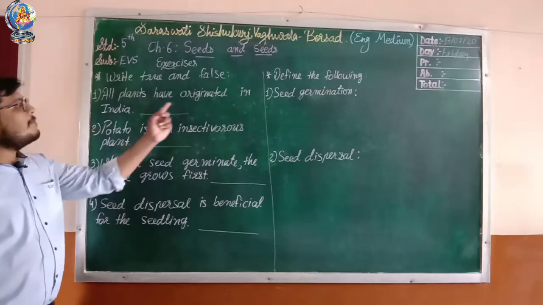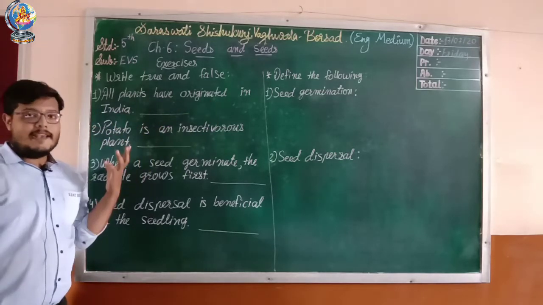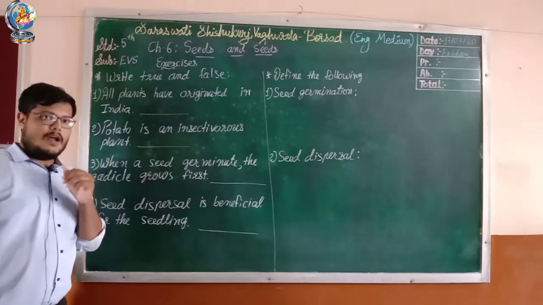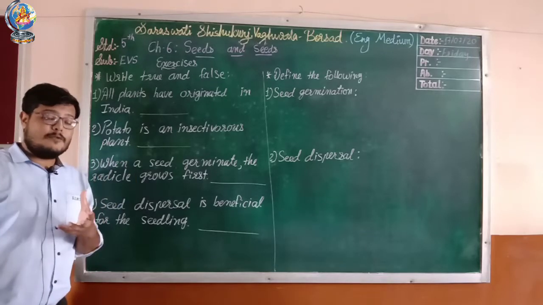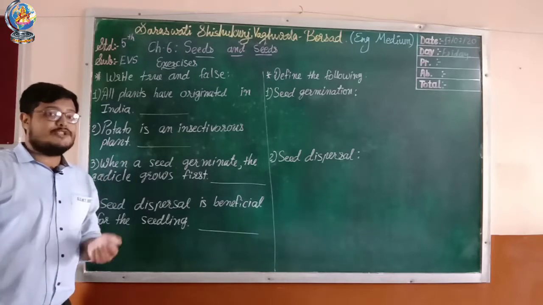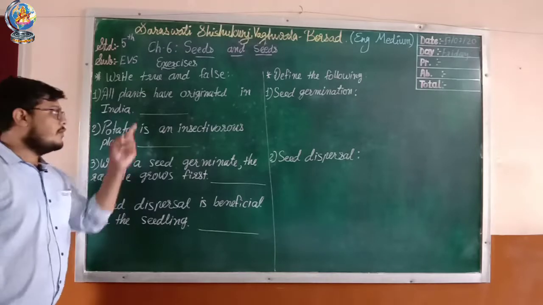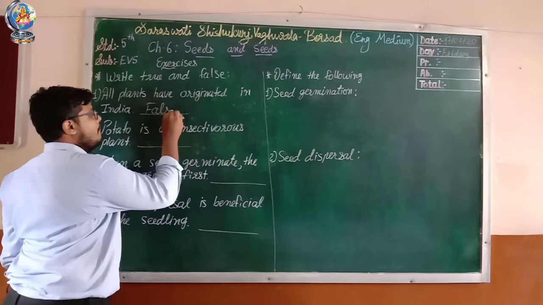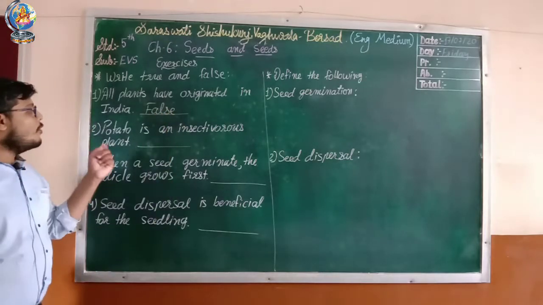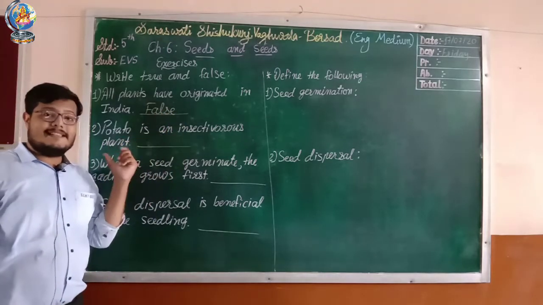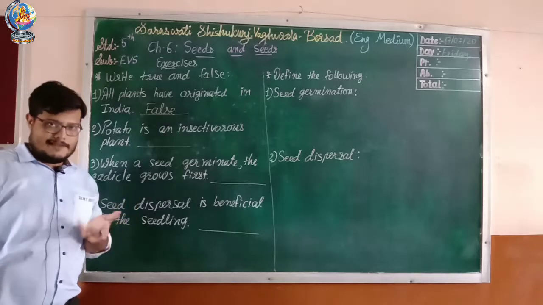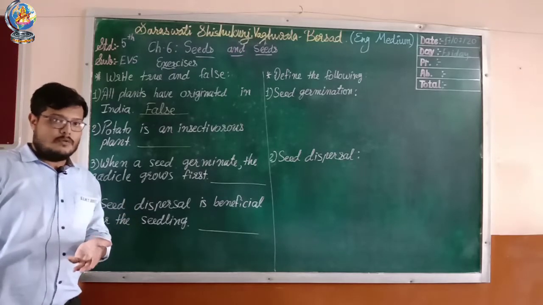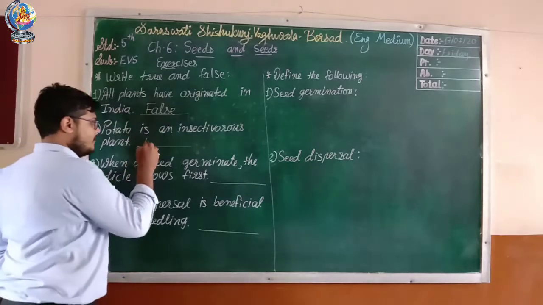First one, all plants have originated in India, right? So we all have information that many fruits and vegetables we are eating are not originated in India. So it will be false. See next one, potato is an insectivorous plant? No, right? So here we'll write false.